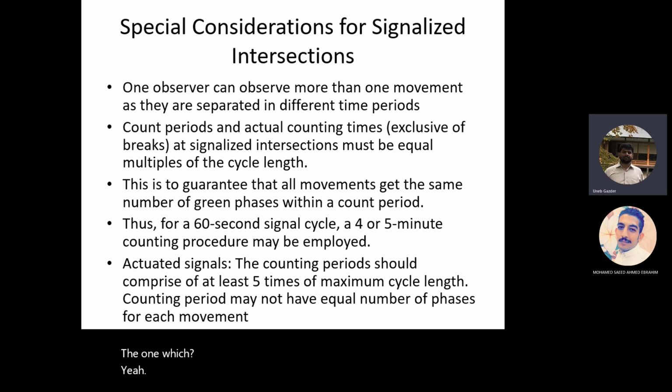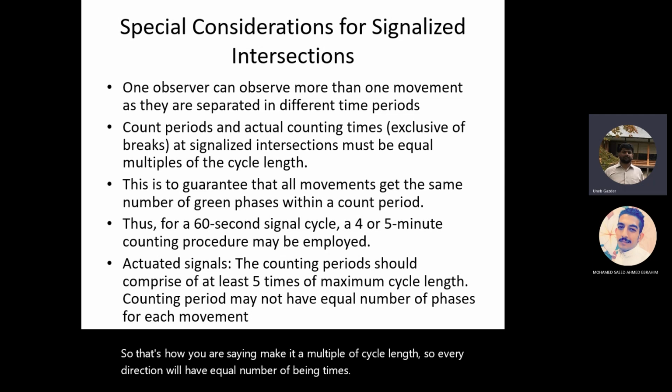So that's why we are saying make it a multiple of cycle length. So every direction will have an equal number of green times. So if you take a multiple of 90, 4 times 90 is what? 4 times 90 is 450 seconds.